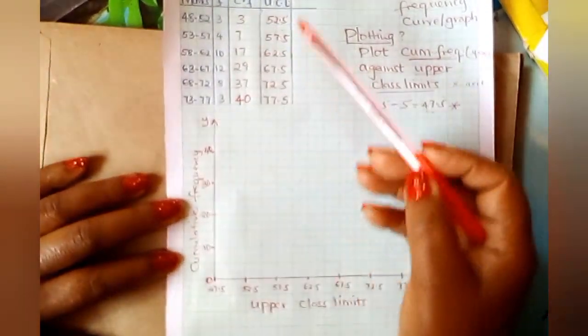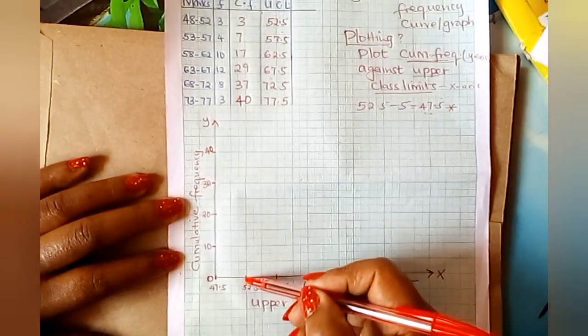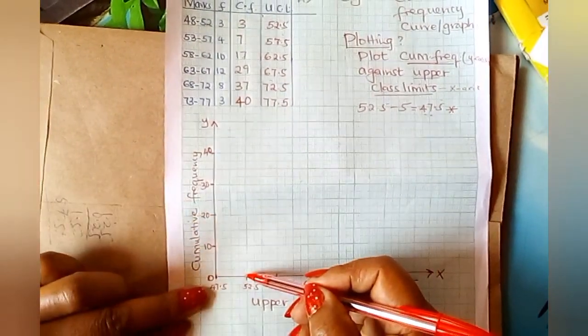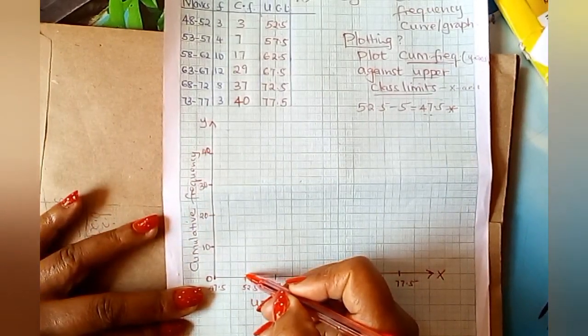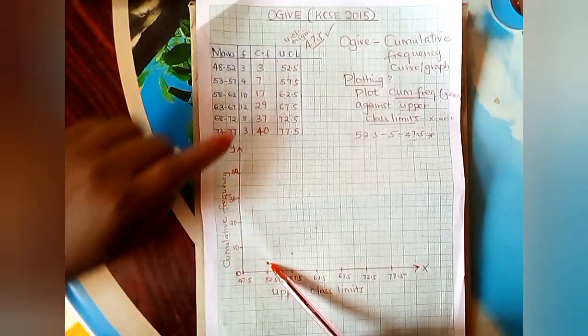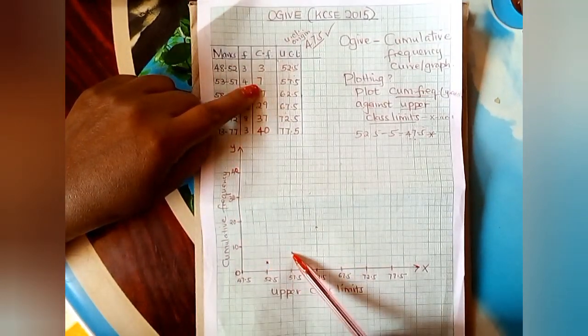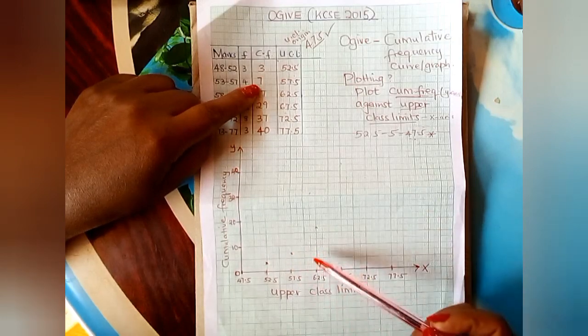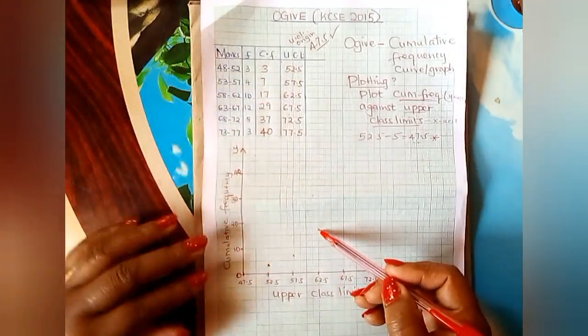We plot. 52.5 goes with 3. So where is our 3? So you plot 52.5 with 3. 57.5 with the 7, you take care of the tiny squares. You take 62.5 with the 17, there we are.